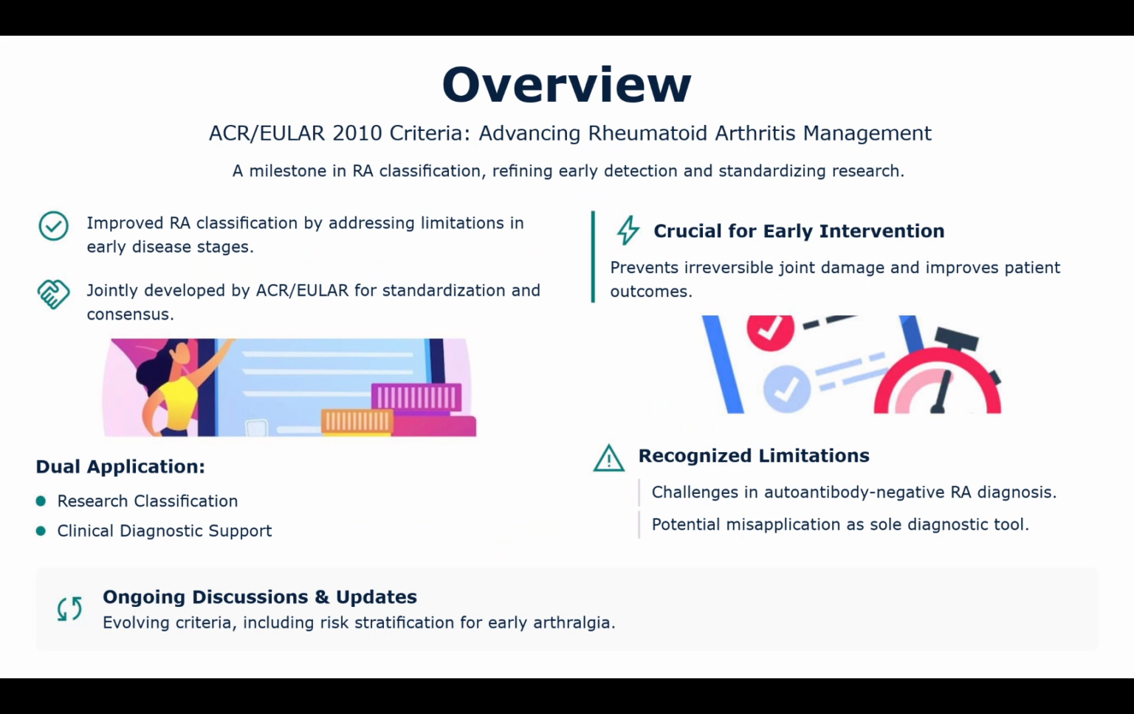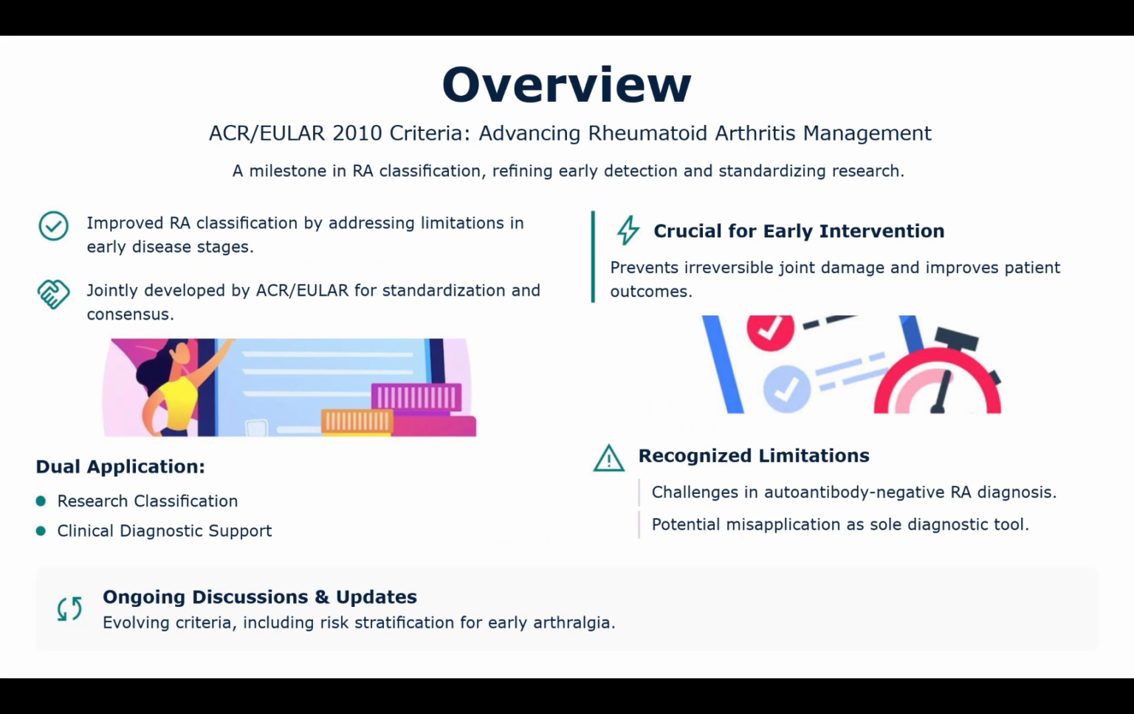The 2010 ACR-EULAR criteria really made a big leap forward in how we classify rheumatoid arthritis. They were specifically designed to fix some of the shortcomings of the older guidelines, especially when it came to catching the disease early. These criteria were born from a fantastic team effort aiming to create a standard that everyone around the world could use. They do two important jobs. They help us classify patients precisely for research and they give us great support for diagnosing patients in the clinic.